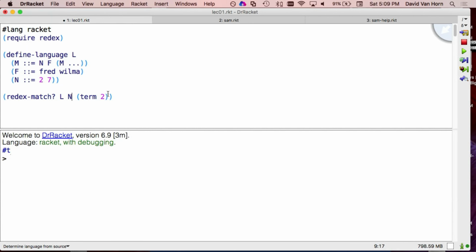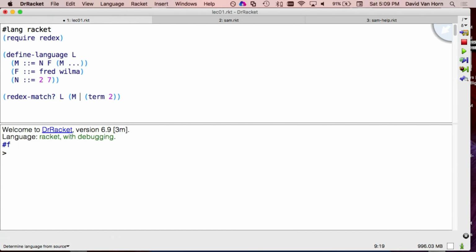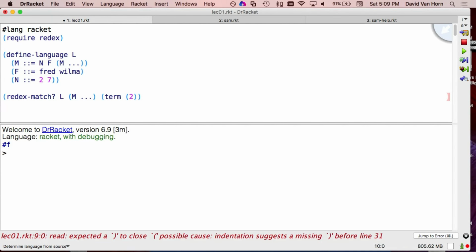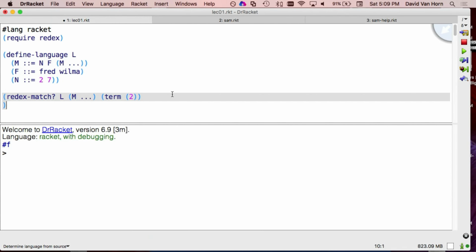So I can also ask if it's, let's say, an F. Sorry, I have to use the right keyboard here. If it's an F, the answer here will be no. That's how Racket spells no. And I can also write more sophisticated patterns that aren't just these names. So if I turn this into a list with one element in it, sorry.